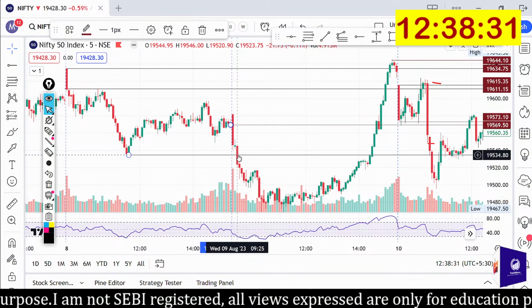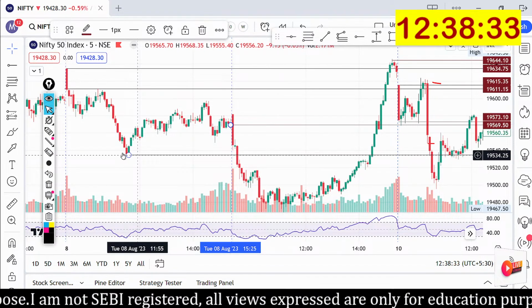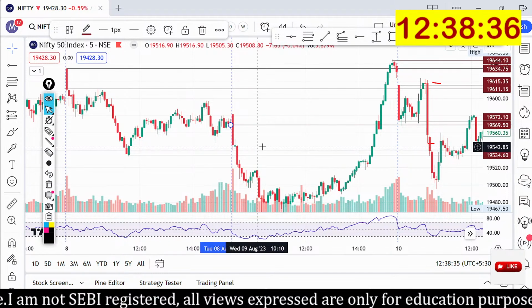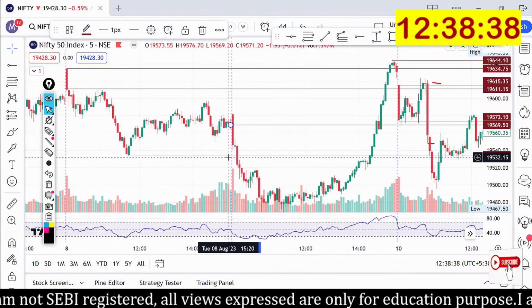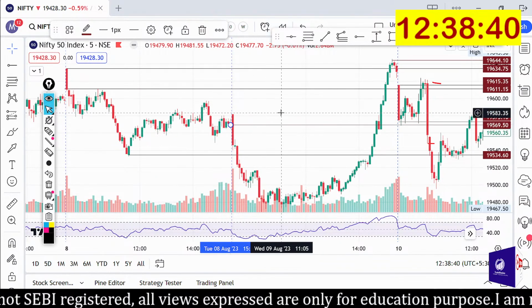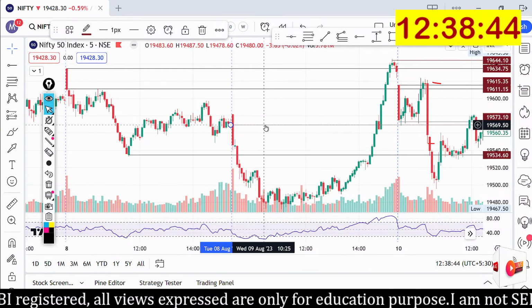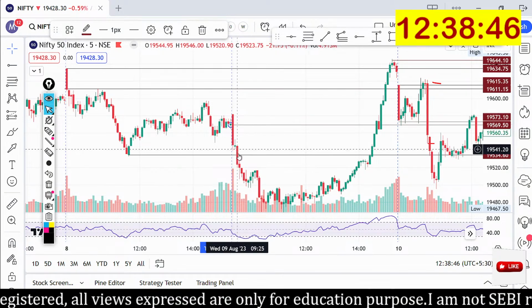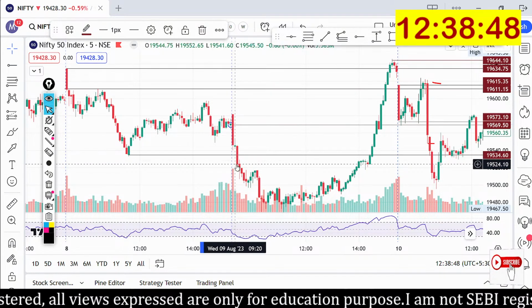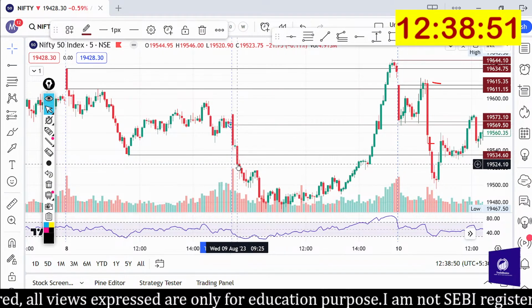But yes, generally what happens is, people will say, okay, yesterday it had taken the support, so ideally it has to take the support here and it has to go up, so let me buy a call here, right? That is how people think, right? But we have to wait for the candle closure, we have to wait for the confirmations here, right?